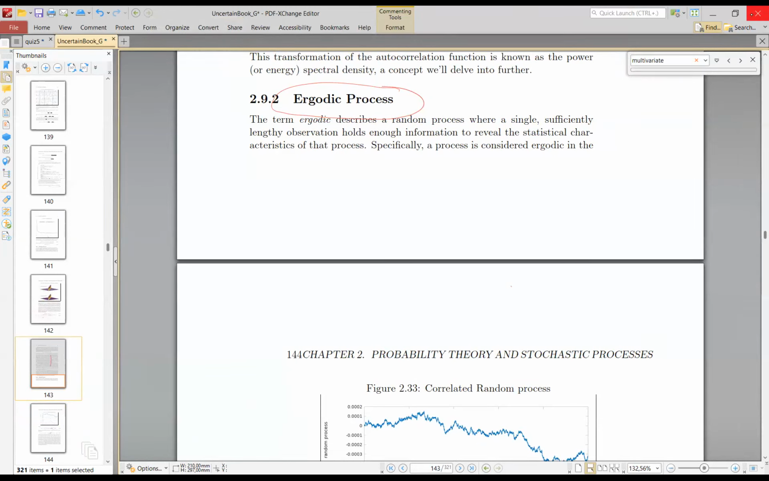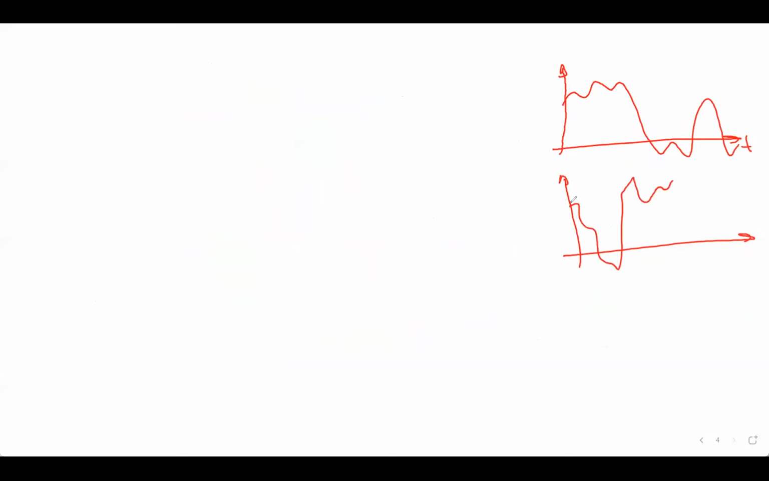Let me go back to the whiteboard. Yes. So the ergodicity, as in the beginning of this lecture, I talked about this random process that changes in time. And I said that you might have infinite time realizations of this process.